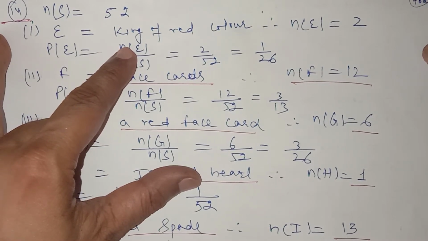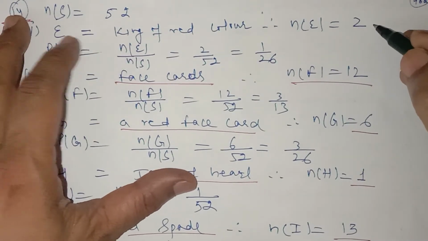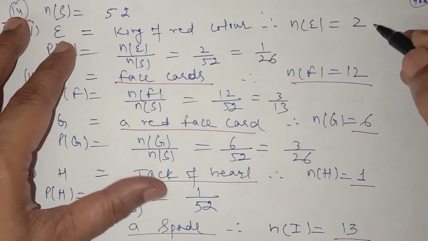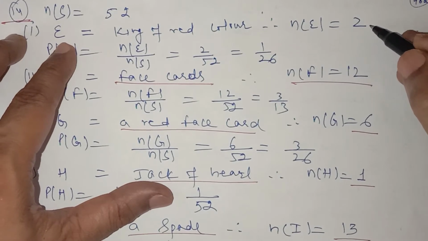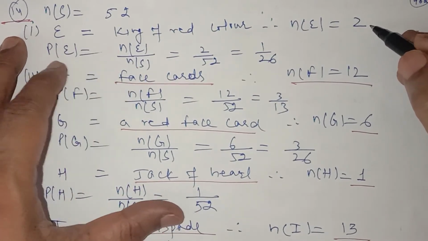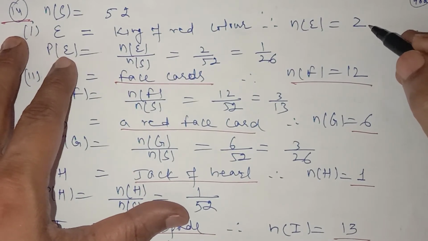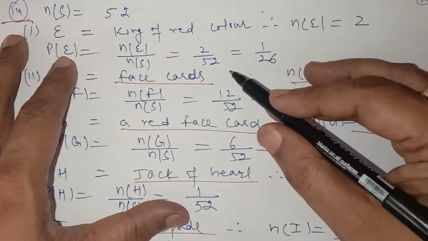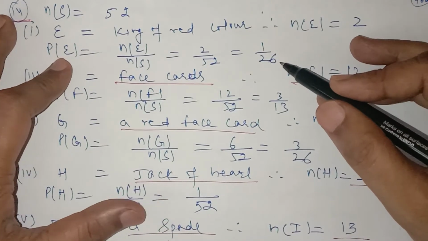So in 52 cards, there are only 2 kings. So let that event be E. So n(E) will be equal to 2, that is, favorable events, and the sample space here is 52. So P(E), the probability of getting a red king, is 2 upon 52, which is equal to 1 upon 26.